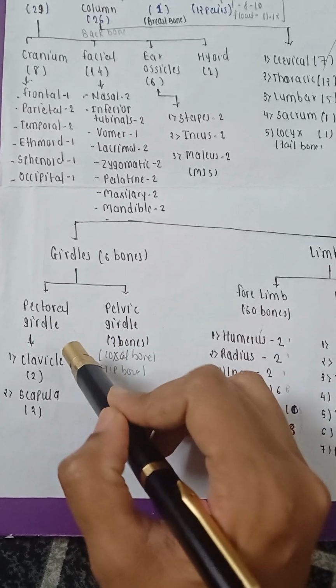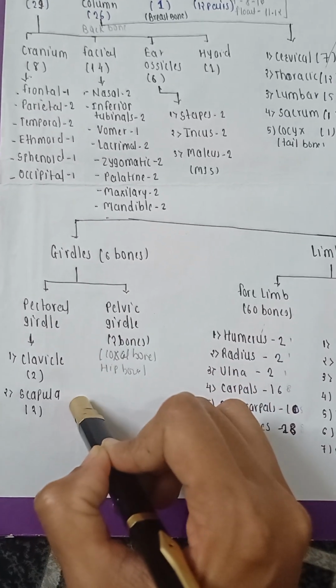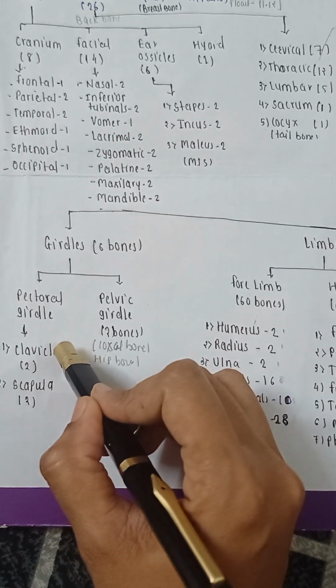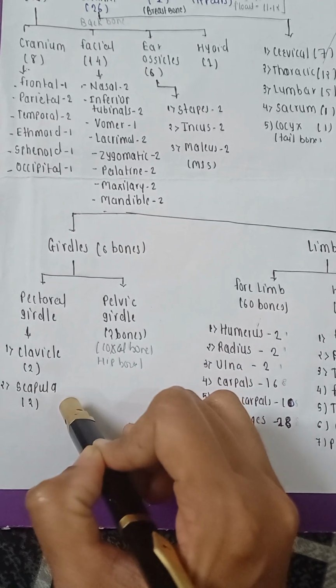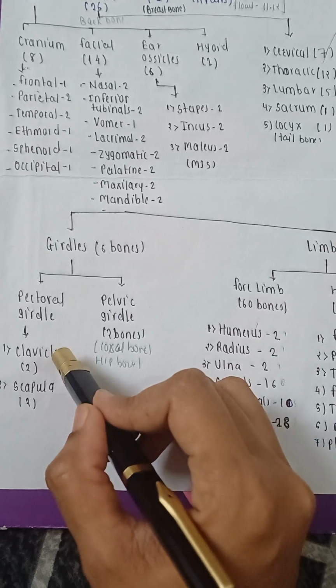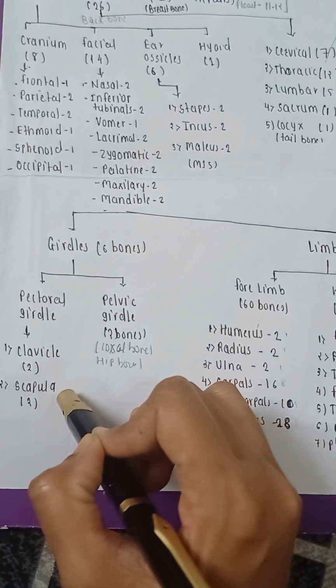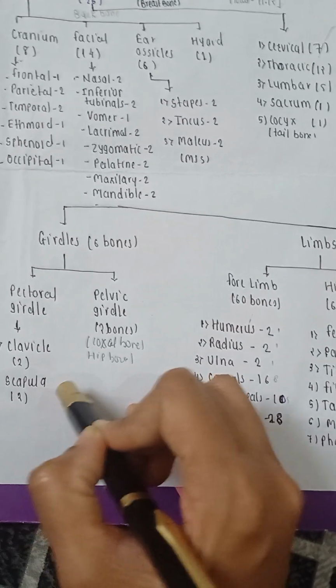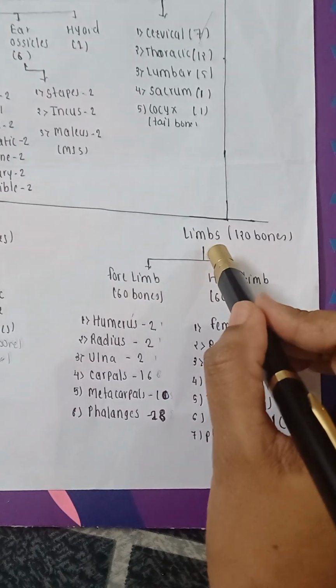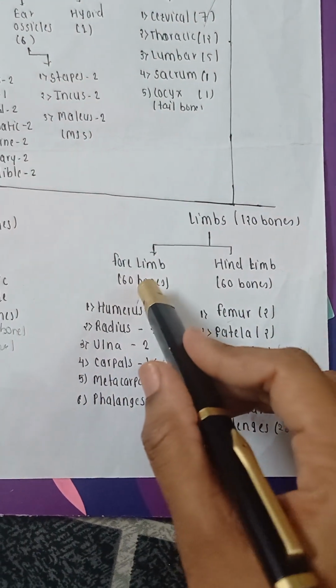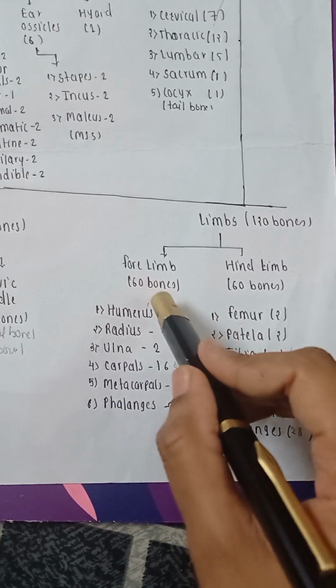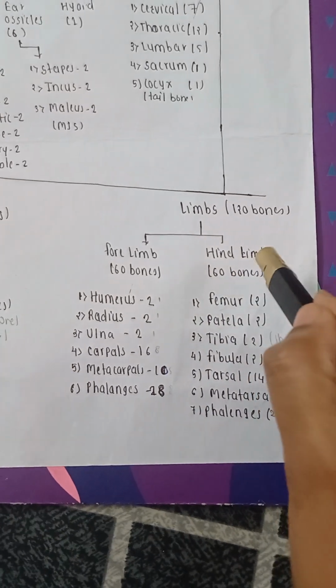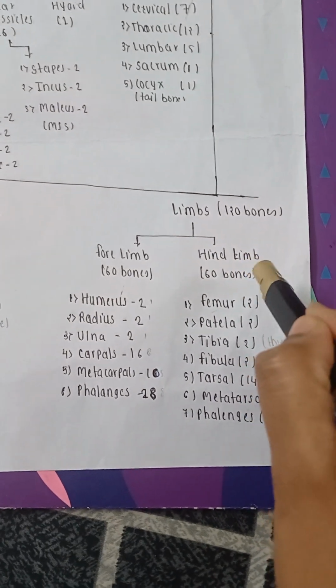In pectoral girdle there are clavicle and scapula. Clavicle are 2 in number and scapula is 2 in number. Clavicle is also known as the collar bone and scapula is also known as the shoulder bone. Next is the limb. There are 2 limbs. First is the forelimb, also known as the upper limb, and second one is the hind limb, which is known as the lower limb or legs.